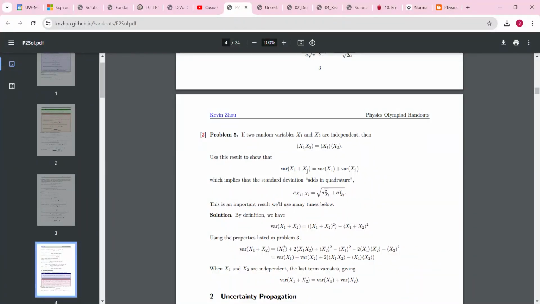Типа если let's say you are measuring two lengths. This is x and this is y. And you have to report x plus y.